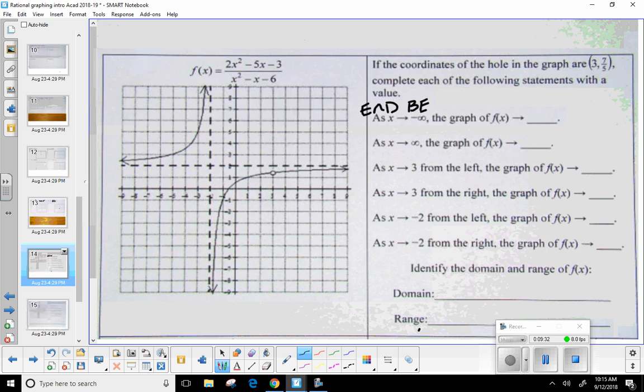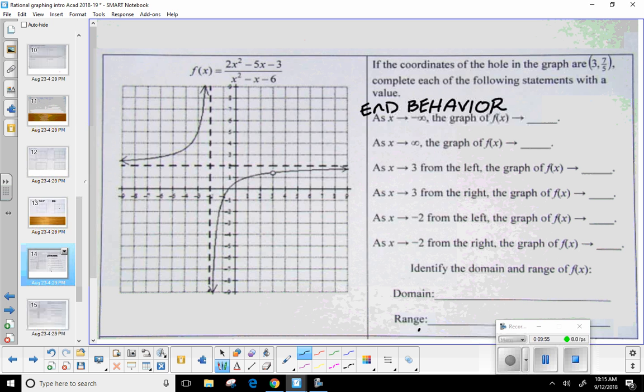Okay, so when you're talking about x approaching negative or positive infinity, we're referring to what's called the end behavior. So we're talking about if you're on the x-axis and you travel really far in either direction, you're interested in what the function itself is approaching.